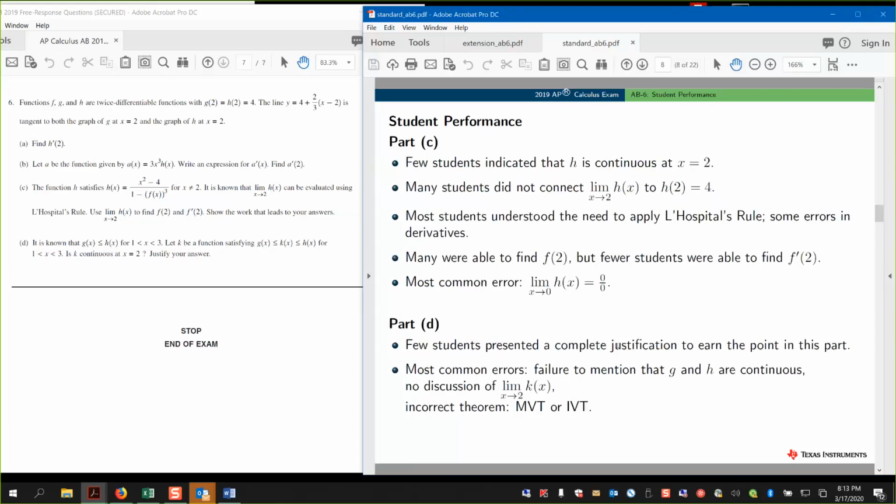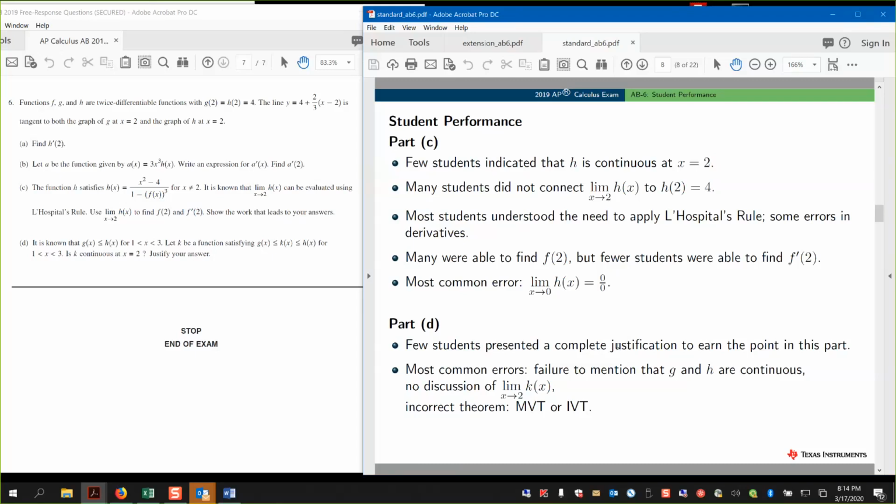In part C, few students indicated that h is continuous at x equal 2. Many students simply didn't connect that limit as x goes to 2 of h of x to h of 2 equal to 4. Just didn't see it, didn't make that connection. Now look, most students understood they needed to use L'Hopital's rule here, but there were some errors in the derivative, generally in the denominator of that expression. Many students were able to find the correct value of f of 2, so they got sort of halfway through this problem. But fewer students were able to find the value of f prime of 2.